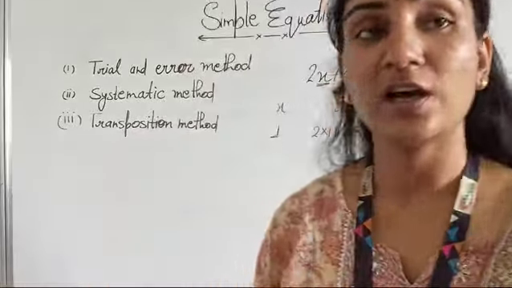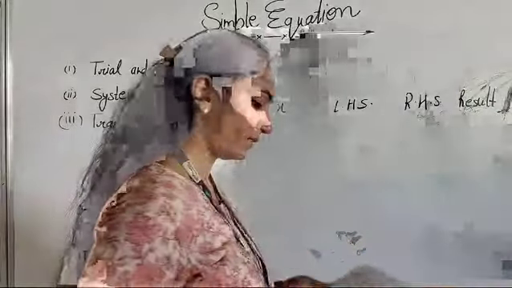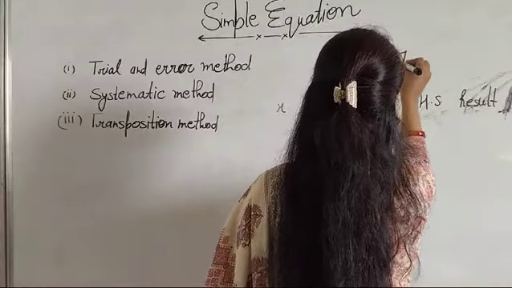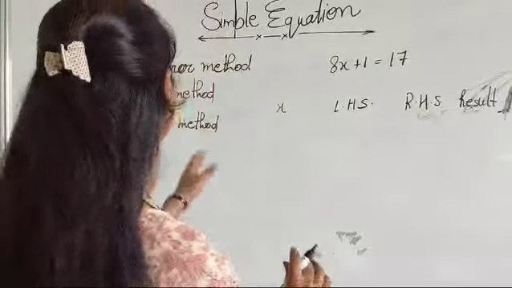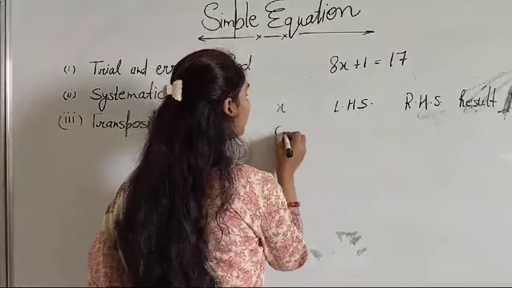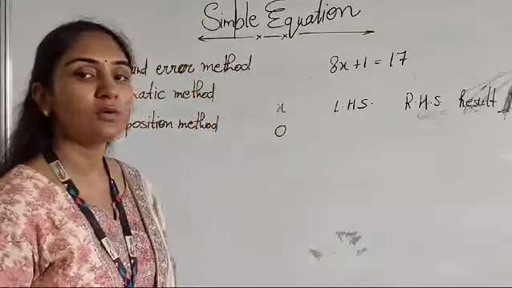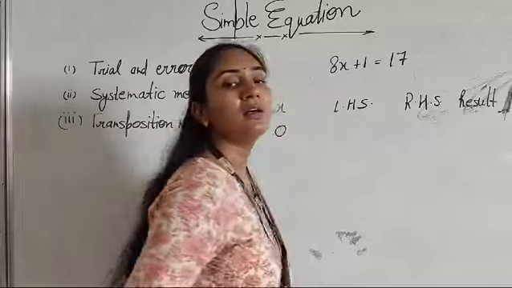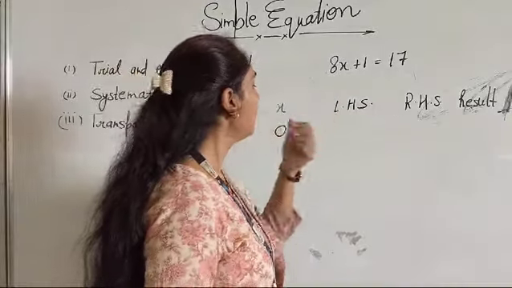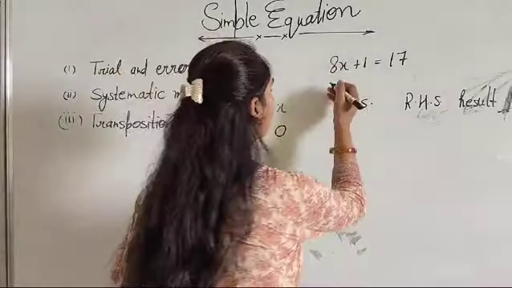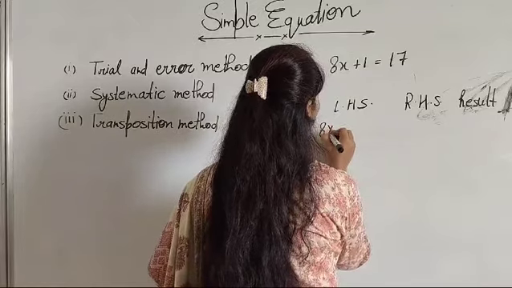Fine. In this method we will assume the value. Now we will take another example. 8x plus 1 is equal to 17, and do it by the trial and error method. That means assume the value of x. Let's assume the value of x is 0, so put the value into the left hand side. If left hand side is equal to right hand side, that means that value will be the solution of this equation.